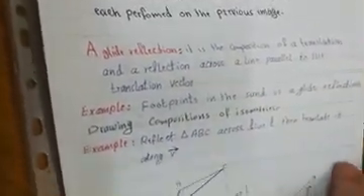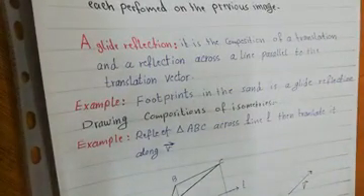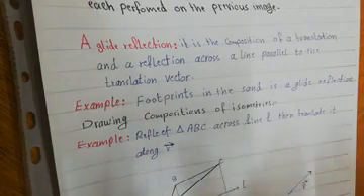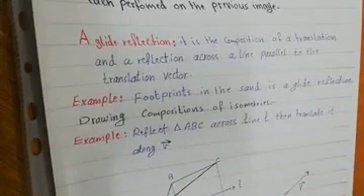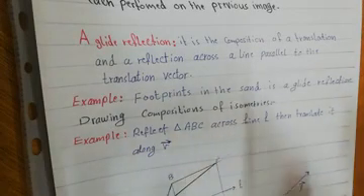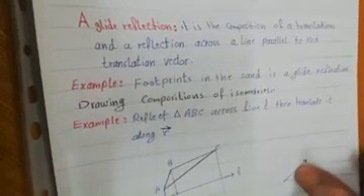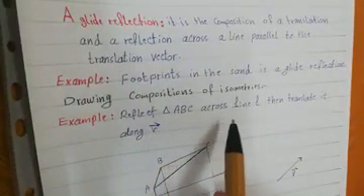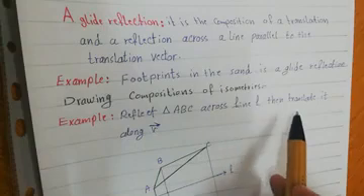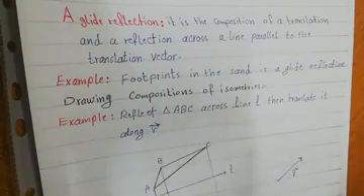Okay, now how to draw compositions of isometries, because we will talk about translations, reflections and rotations. So we will make combinations of isometries only. This is the first example. Reflect the triangle ABC across line L, then translate it along the vector V.